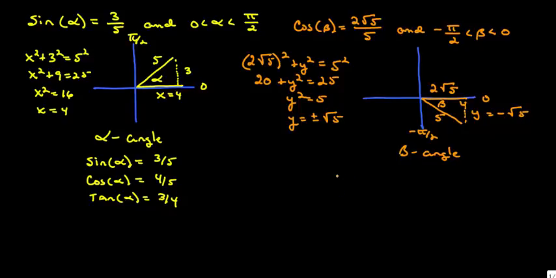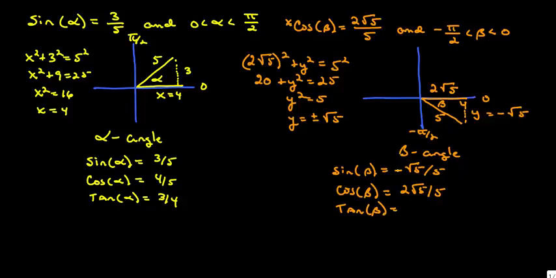So what do we have off of that? Well, the sine of beta is equal to negative square root of 5 over 5. The cosine of beta is 2 root 5 over 5, which we already had up here. And then the tangent of beta is going to be equal to the opposite, negative root 5, over the adjacent, 2 root 5. These root 5s cancel out, and you're left with negative 1/2.